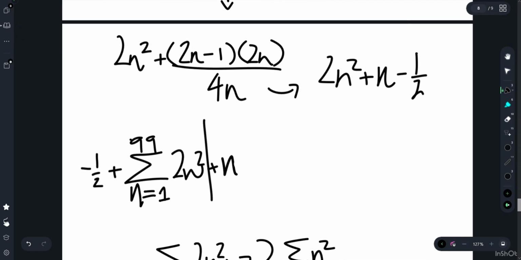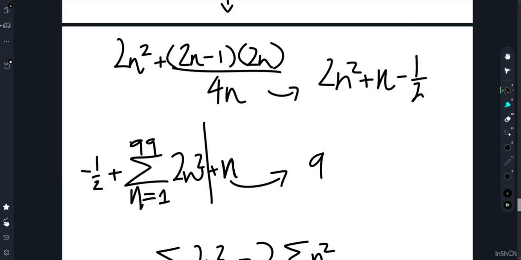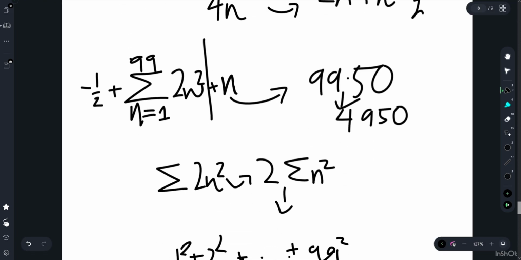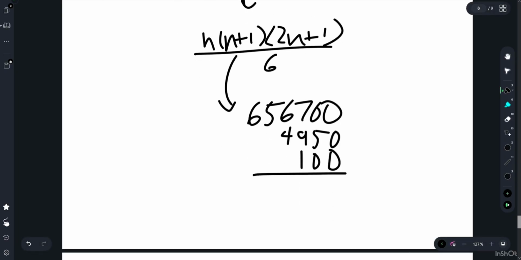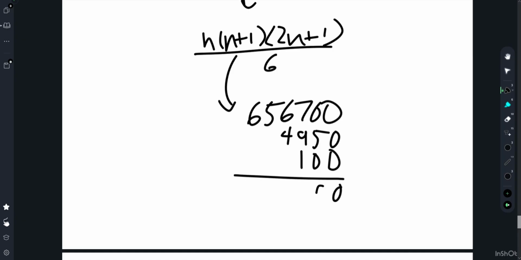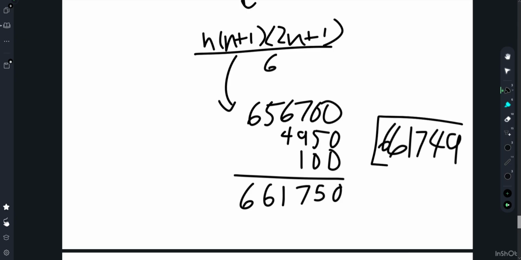Lastly, we want the sum of n, which is just 99 times 50, or 4950. So our sum is 661,650. We also have to add that 100 we forgot, and we have to subtract 1/2 at the end. So we can just subtract by 1 after. So our answer is 661,749, as we have to subtract by 1/2 and find the floor.